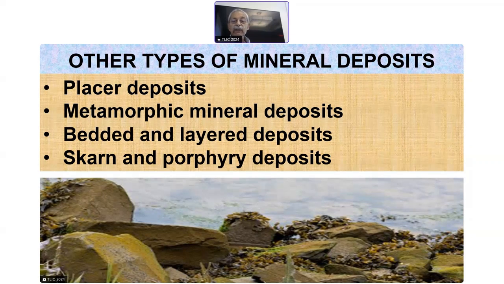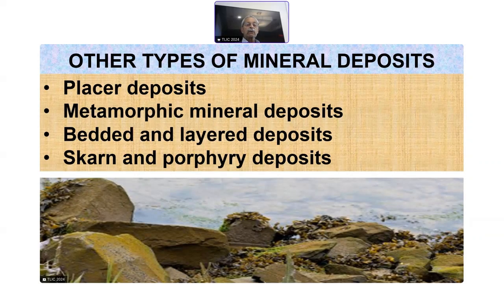Then metamorphic mineral deposits. Metamorphism involves high temperature and pressure. So there, these metamorphic mineral deposits take place. They are like ruby red, or her lips, emerald green, or her eyes, like that. If I have to buy rubies and emeralds for my wife, I have to do the exploration in the metamorphic rock. And bedded and layered deposits.